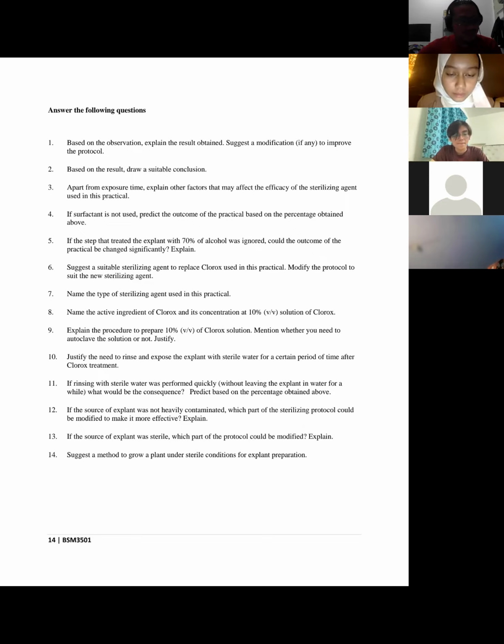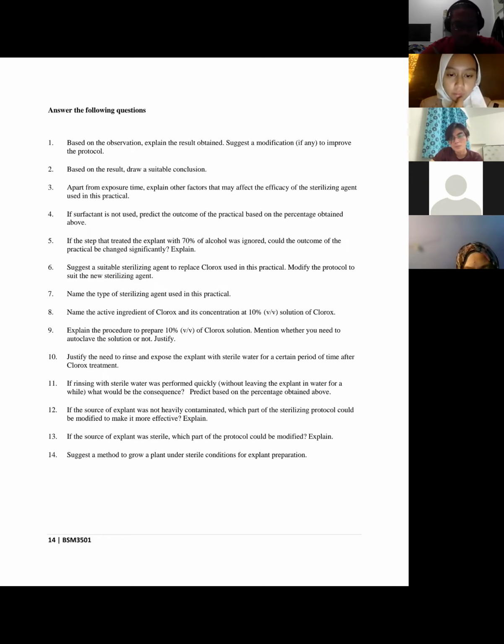Okay, so proceed to question number 9. So question number 9: the procedure to prepare 10% Clorox solution and mention whether you need to autoclave the solution or not. So the procedure to prepare Clorox solution is first, make sure you are wearing protective gear while diluting the bleach, as the bleach can irritate your skin. So wear rubber gloves and all the necessary things. And then you need to prepare the solution by pouring 1 part of liquid bleach and 9 parts of water. And then it will yield 0.53% sodium hypochlorite solution.